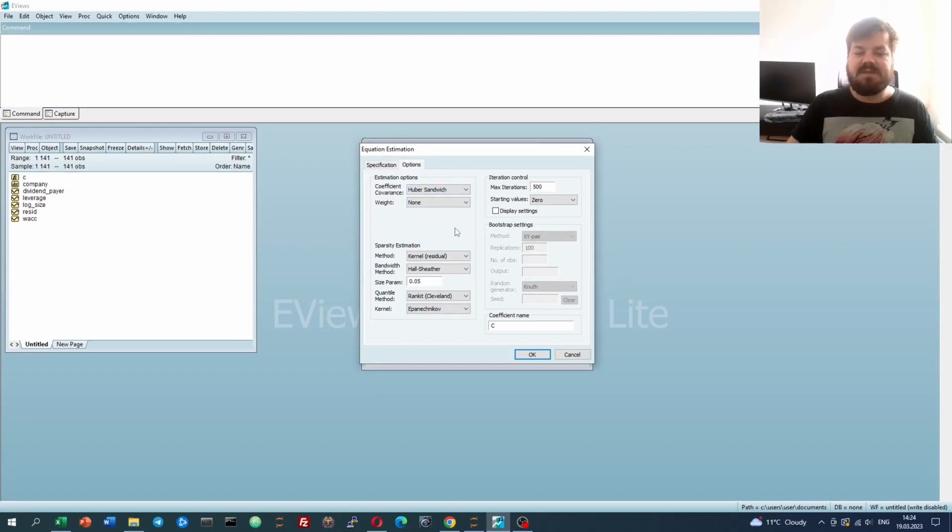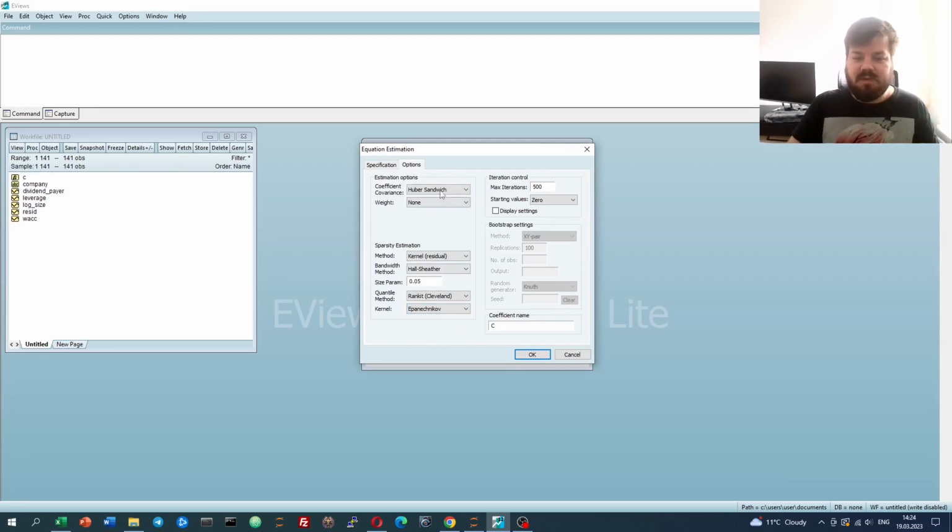But perhaps what is most important is the choice of the kernel. By default, it's the Epanechnikov kernel, which is used to estimate the density function. And it can be shown that the Epanechnikov kernel is the most efficient kernel in estimating density. However, we can choose some of the other less efficient but also frequently used kernels, such as the uniform, triangular, normal, or cosine kernels, and see how it affects the results.